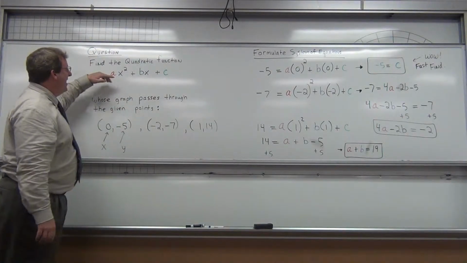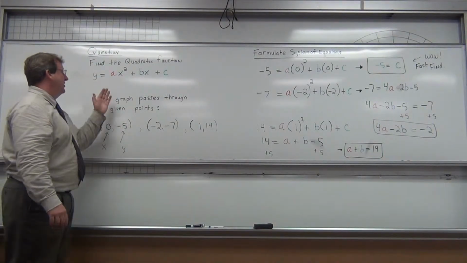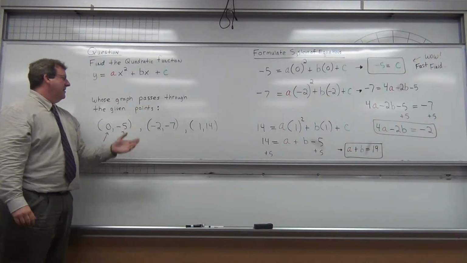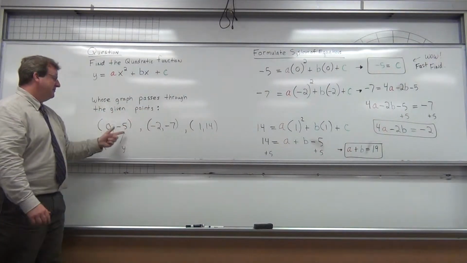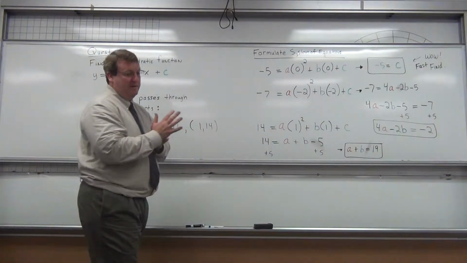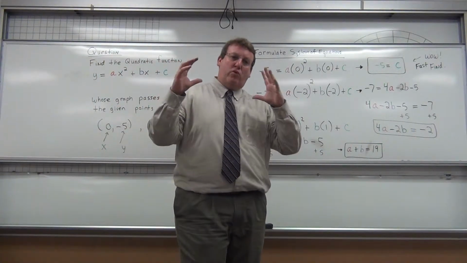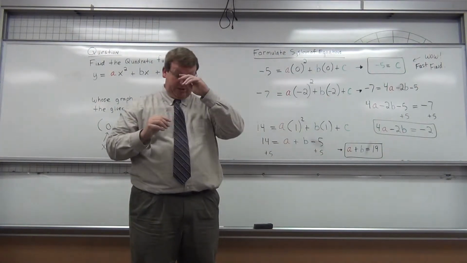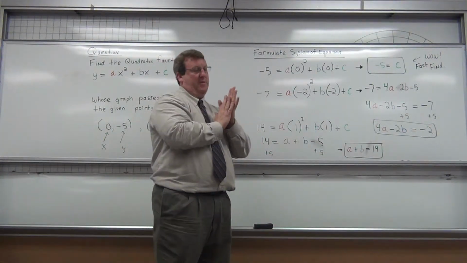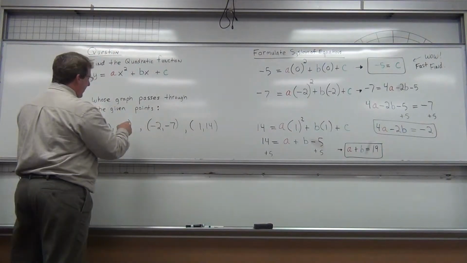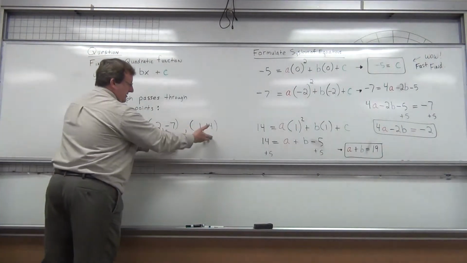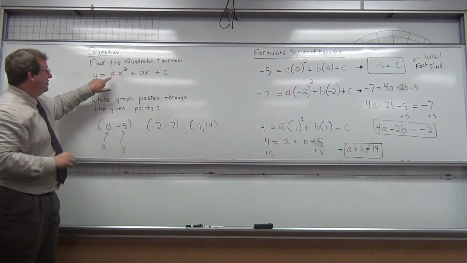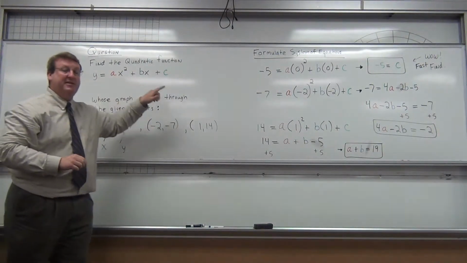The question says find the quadratic function y equals ax squared plus bx plus c whose graph passes through these points. So I want to talk to you a little about that. Do you remember that a graph actually represents the solution to an equation? Every possible solution. And if we're given three different ordered pairs, pieces of information, we can actually try to calculate the unknown a, b, and c.